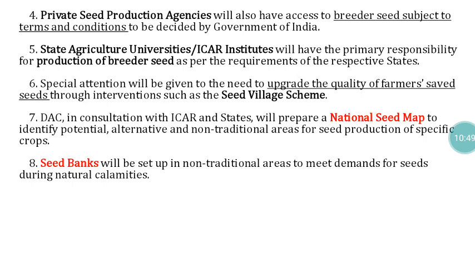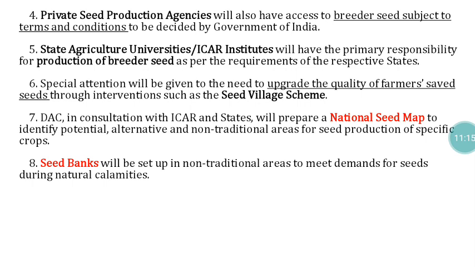And another main thing is that State Agriculture Universities and ICAR institutes have the primary responsibility of production and supply of the breeder seeds as per the requirements of the respective states. So State Agriculture Universities as well as ICAR institutes are responsible for production and supply of breeder seeds as per the state requirement.